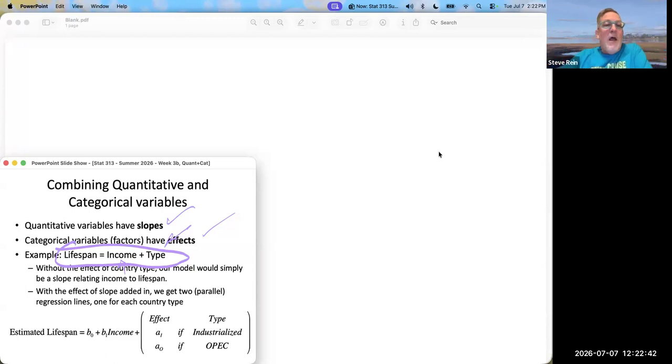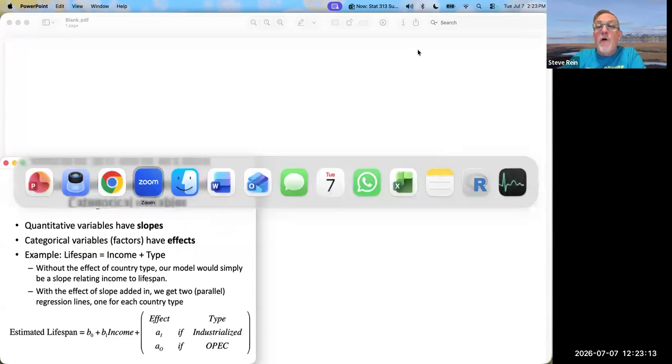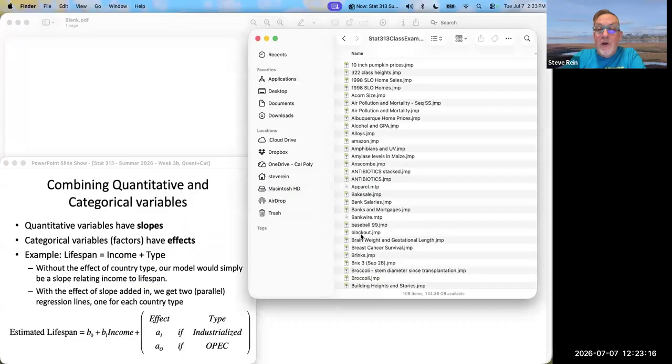Okay, back here. We got a model here where we claimed lifespan depends on income, slope, and country type. Oh, well, there's two different country types. We're going to get two different trend lines. The effect basically says you're going to have an impact on the intercept. And that's what we're going to see in class today. So maybe what we should do is show you this example in greater detail. We've already done it a couple times, so it shouldn't be new at all.